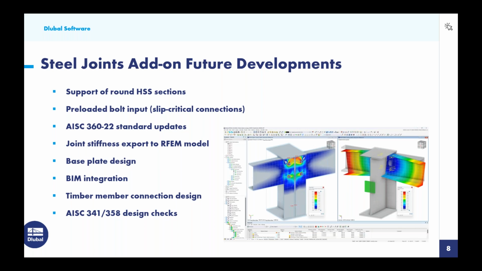As some of you know who have been using RFEM 5, we previously had timber member to member connections. So because we've totally revamped this connection design input here within RFEM 6, we also want to add timber member connection design in the future as well. And finally, AISC 341, 358 seismic design checks we plan to also add, but currently the AISC 360.